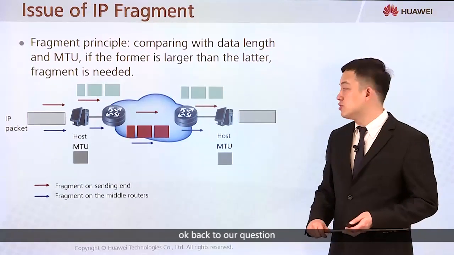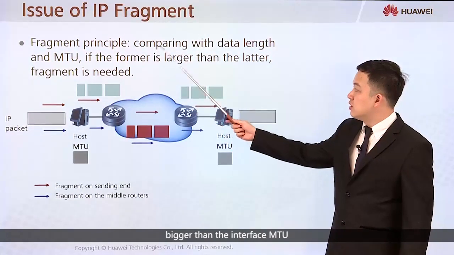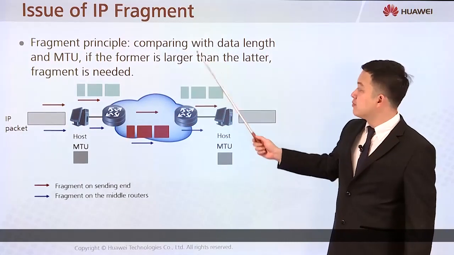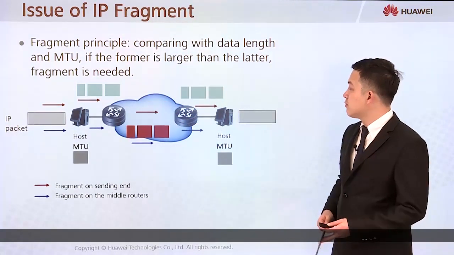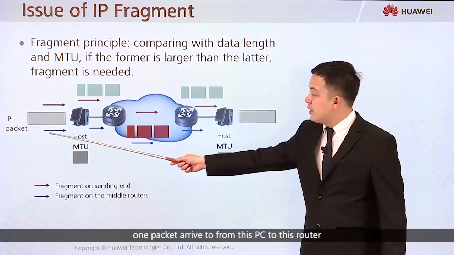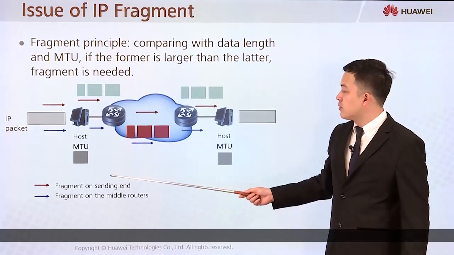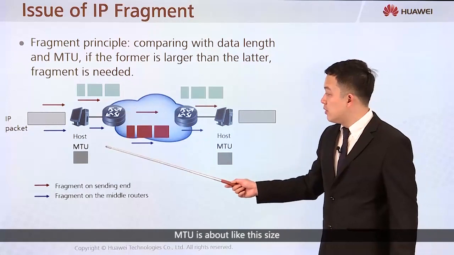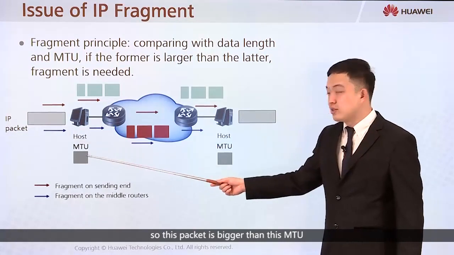Okay, back to our question. If this packet is very large, bigger than the interface MTU, what will happen? So fragmentation is needed. Okay, let's see this example. One packet arrives from this PC to this router. The router has an MTU. The MTU length is about this size. So this packet is bigger than this MTU.